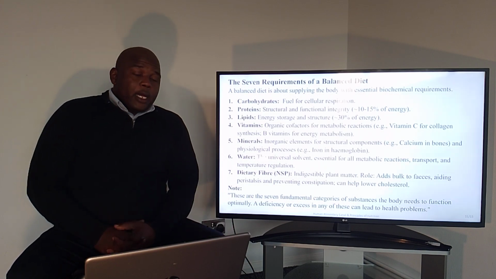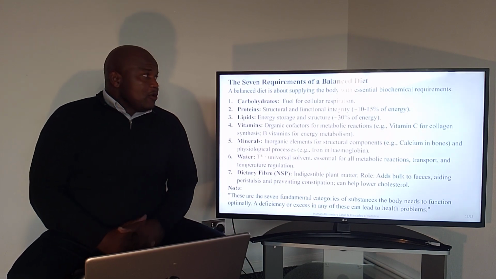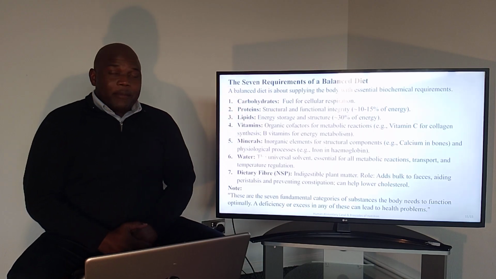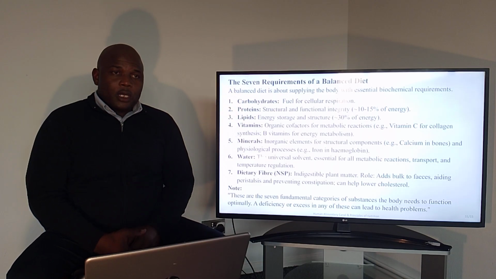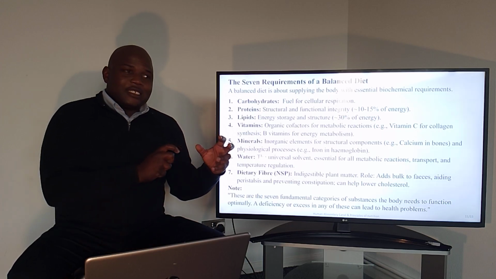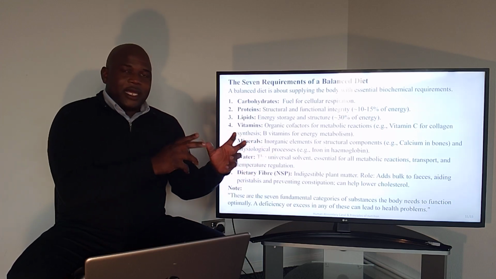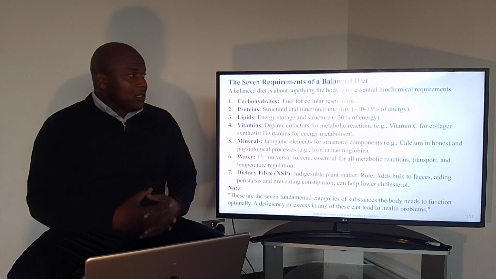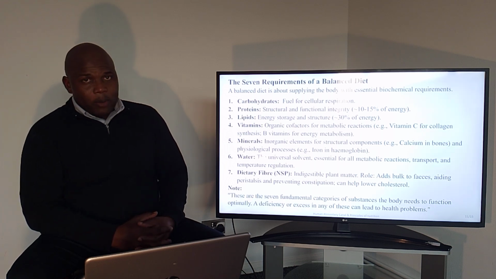Okay, and we fly on to the seven requirements of a balanced diet. As much as we have food, we need to have food that is appropriate and healthy in terms of nourishing our body.